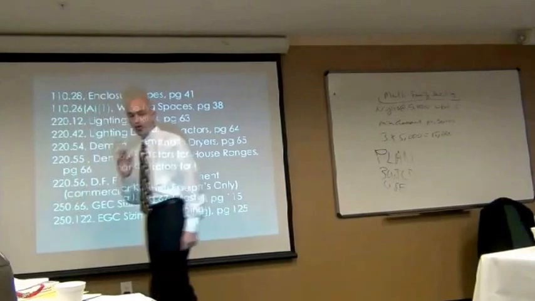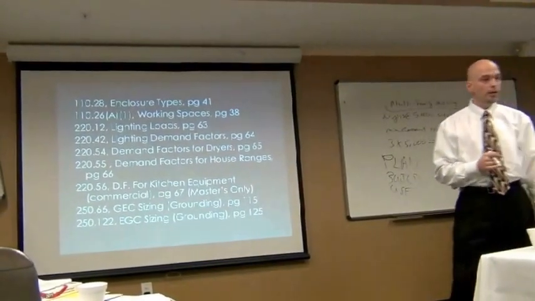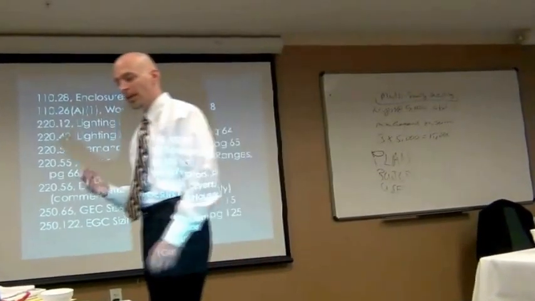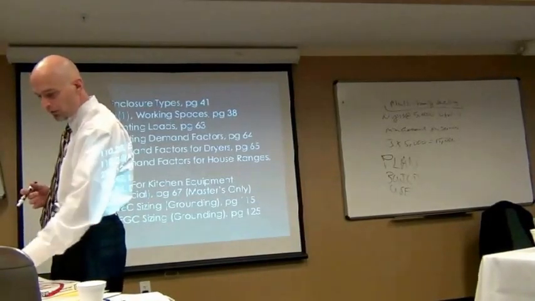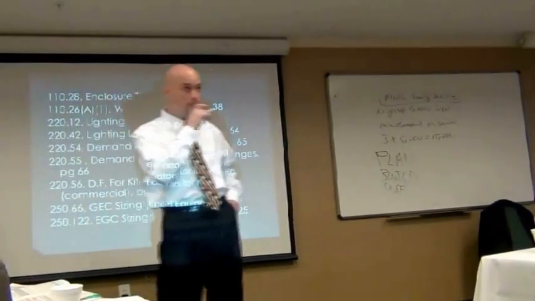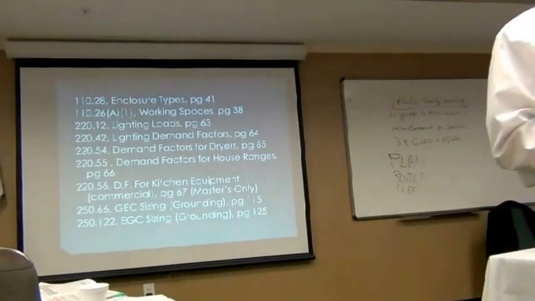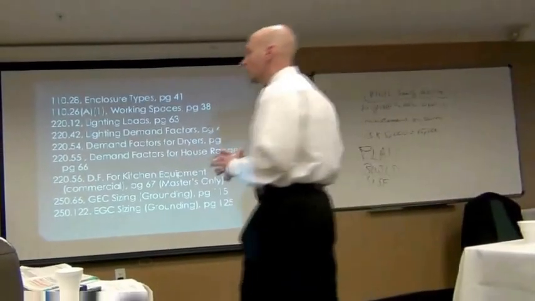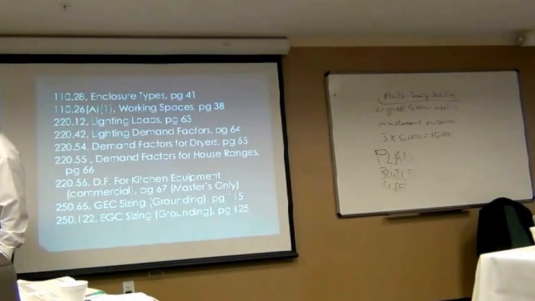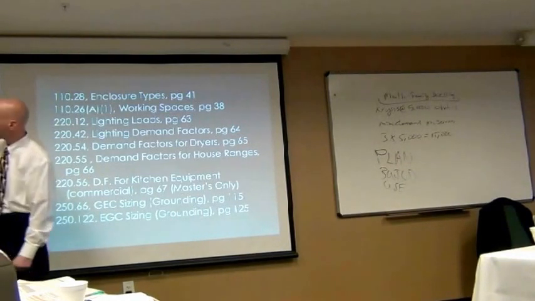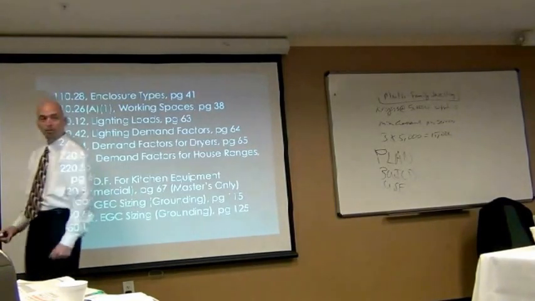Alright. The GEC table is 250.66. Turn to it real quick. If you don't have a tab for it, that's one that you ought to make a tab for. It's a fairly easy table to navigate through. It's always based on the largest ungrounded conductor size. So if I gave you a set of conductors, let's say you had a service that had 3 copper conductors, or if I didn't even tell you at all, what would be my minimum size GEC in aluminum?